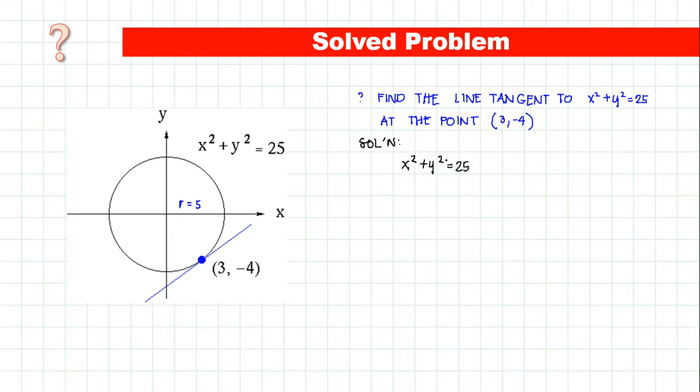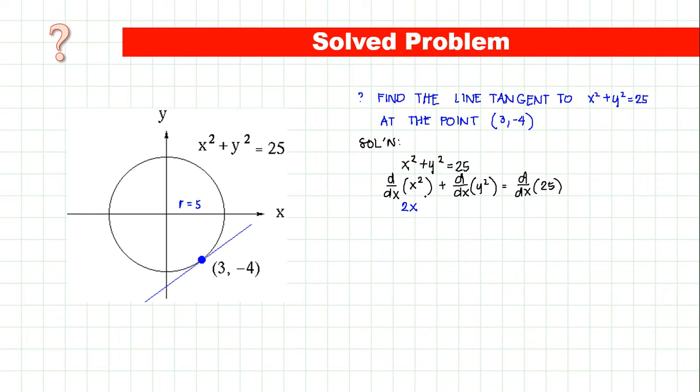Yan yung ating original curve or yung ating line or yung ating function, right? So, kukunin lang muna natin yung derivative ng kada term with respect to x, no, dun sa ating independent variable. Yan. Plus the derivative with respect to x ng ating y squared plus the derivative with respect to x ng kada term. So ano ang derivative with respect to x ng x squared? Of course, ang derivative niyan ay 2x. Di ba? 2x.